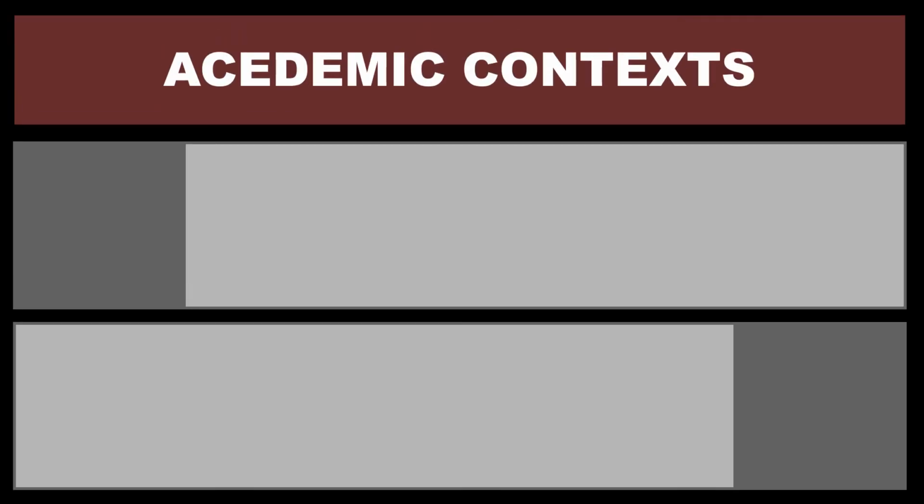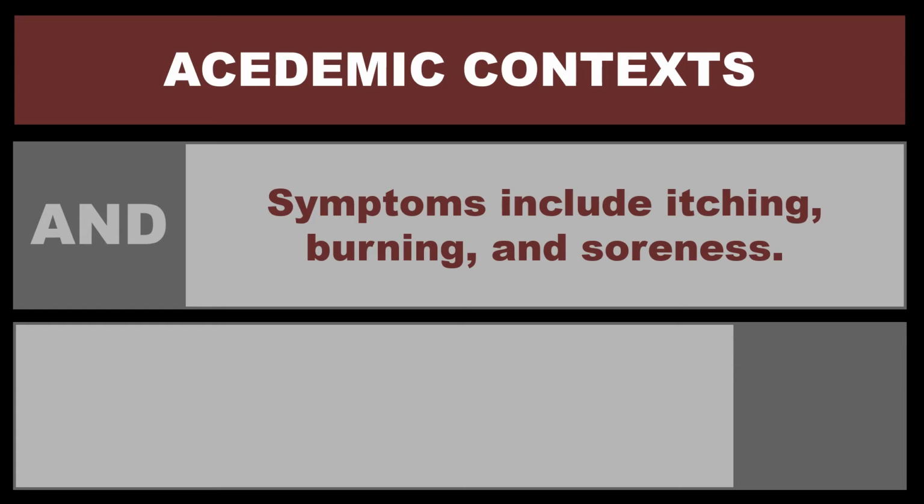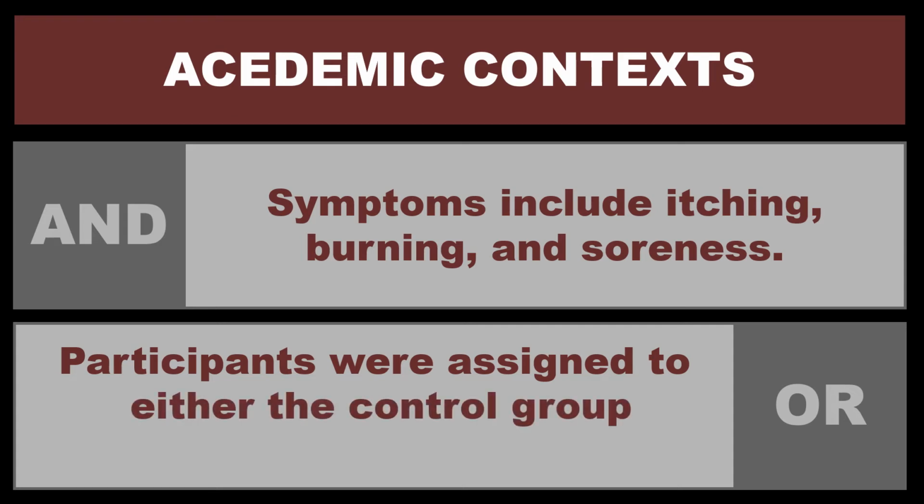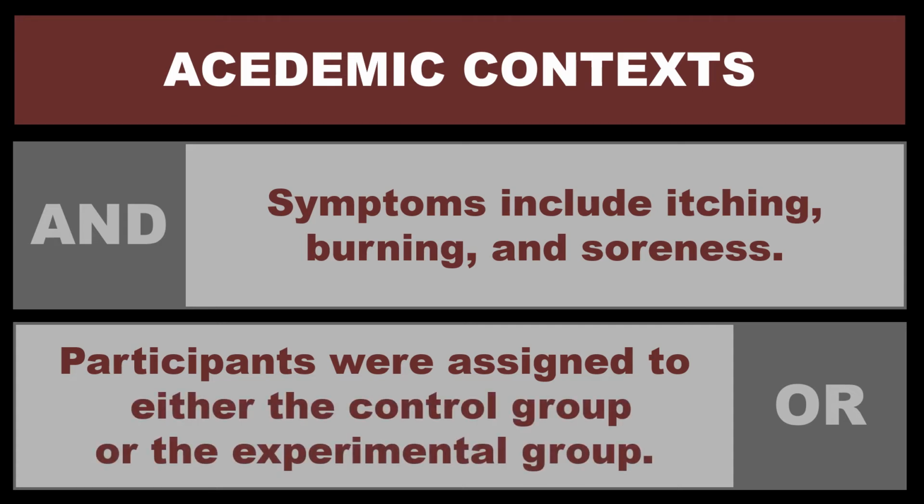Let's take a look at how these examples are manifest in an academic context. Here we might say, the symptoms include itching, burning, and soreness. In contrast, for or, we might have a sentence like, the participants were assigned to either the control group or the experimental group. Now let's take a look at these.